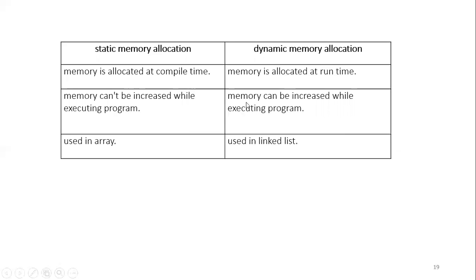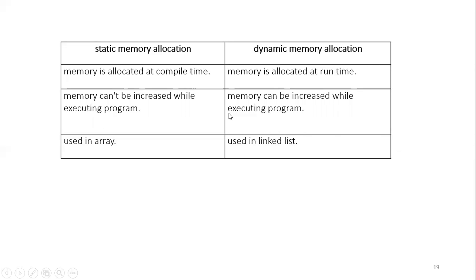Here, in dynamic memory allocation, memory can be increased while executing the program. When you are running the program, Alt R in Turbo C, at that time you can increase or decrease the memory depending on the requirement of the program. Static memory allocation is used in the case of an array. Dynamic memory allocation is used in the case of a linked list. Linked list is a concept used in data structures. We are going to see it in the next semester.